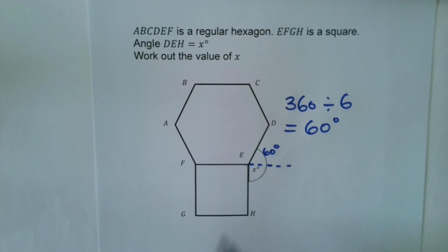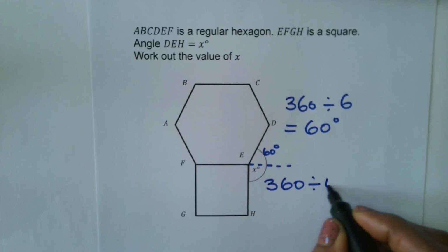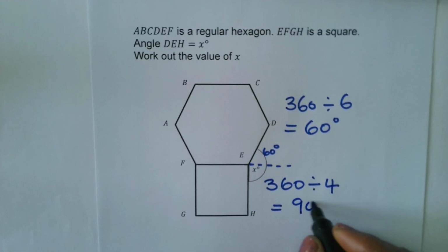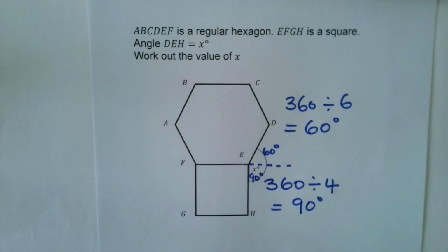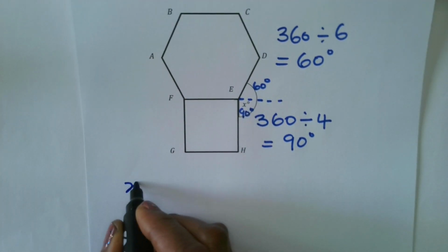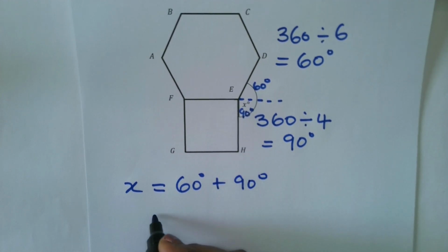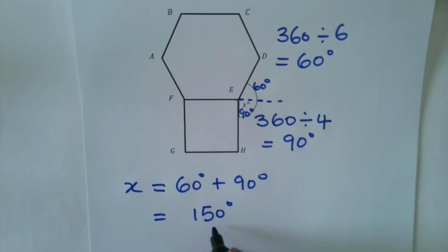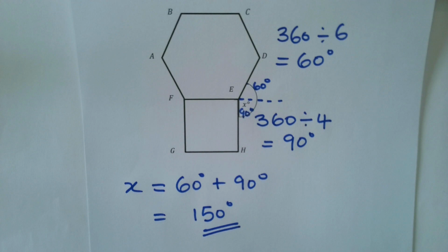Now this is a square. To find the exterior angle of a square, we do 360 divided by 4. That will give me 90 degrees. So this bit here is 90 degrees. Now to find X, it would be 60 degrees plus 90 degrees. That will give me 150 degrees. So from here to here is 150 degrees.